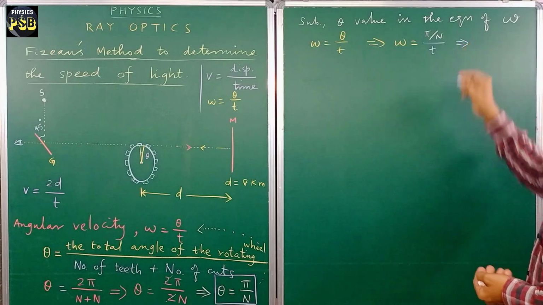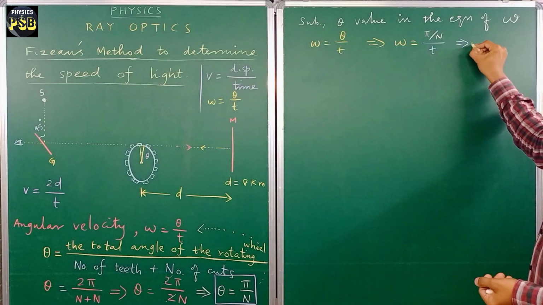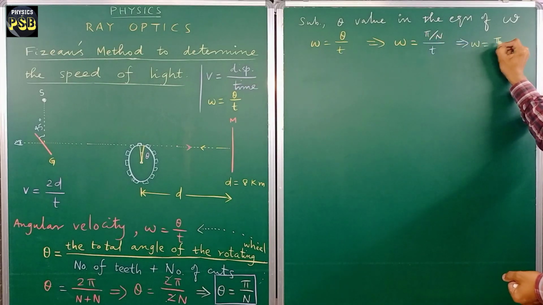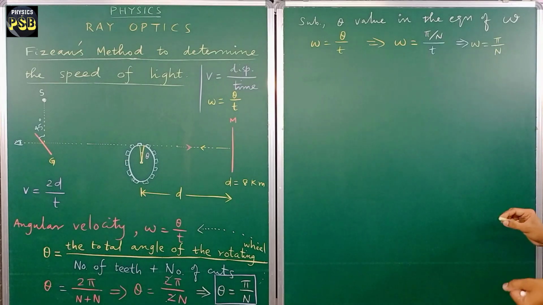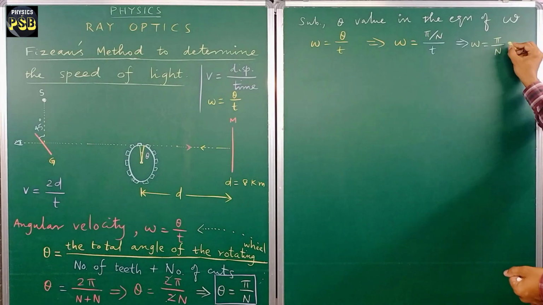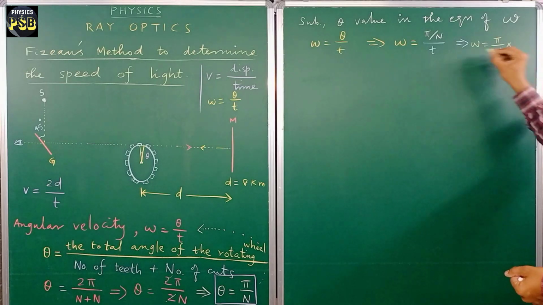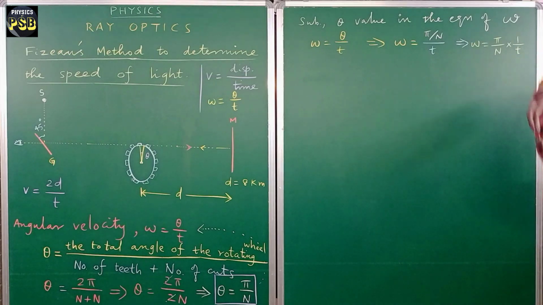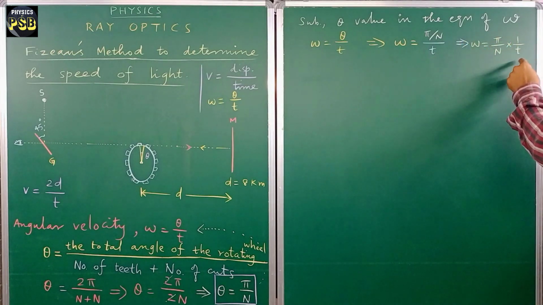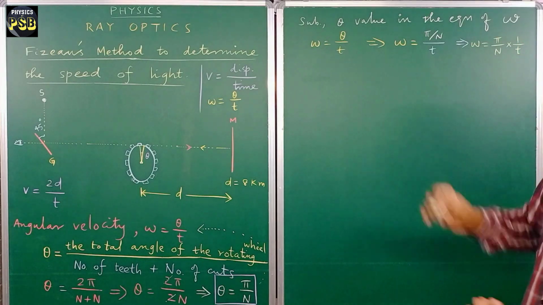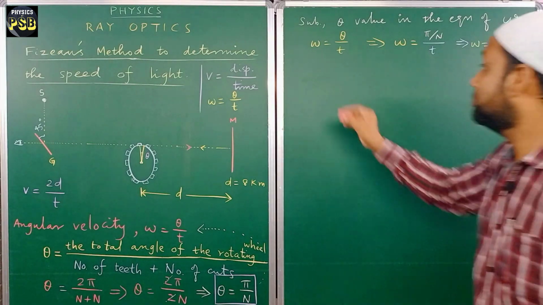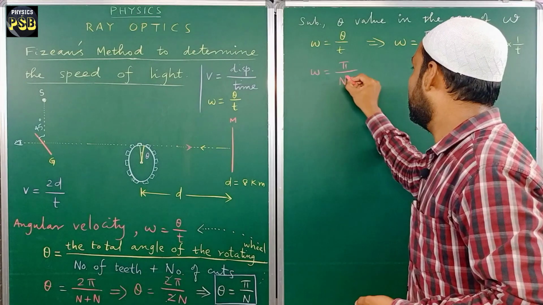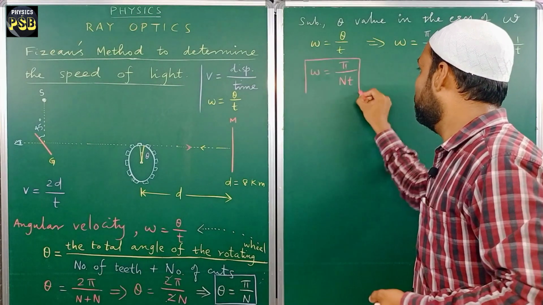The next step, let's see what I get. Look at this carefully. Omega is kept as such. Here pi by n is written in the numerator, then t is also taken to the numerator. When it is taken to the numerator, it will appear as 1 upon t. So in the next step, the omega value is found to be equal to pi upon n t. This is the value of omega.